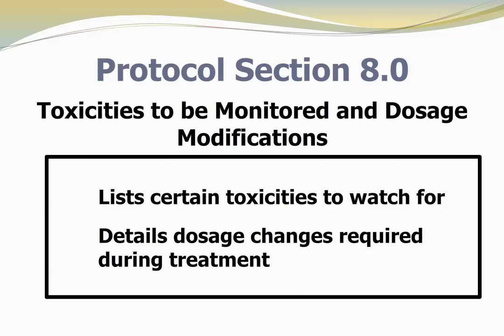Section 8 is the toxicities to be monitored and dosage modification section. Like Section 3, it also lists certain toxicities to watch for. Section 8 will always tell you which version of the AE criteria is being used for that study and where to access it online. The online AE program will only allow you to enter and grade toxicities per the specified version. In addition, this section details dosage changes that are required during treatment should a patient experience an adverse event.